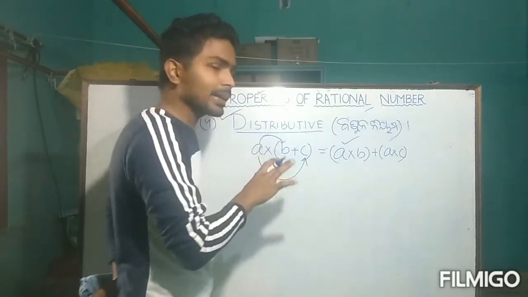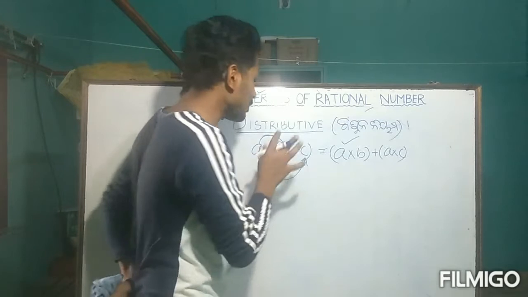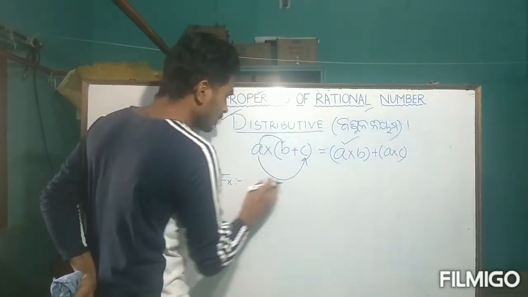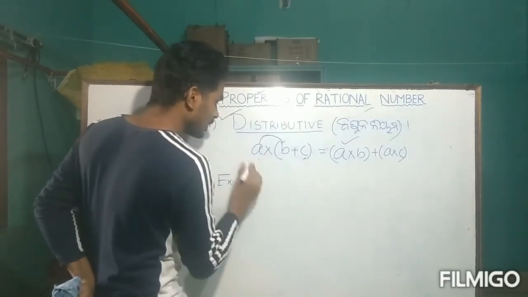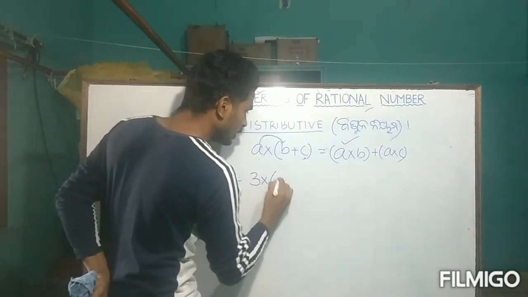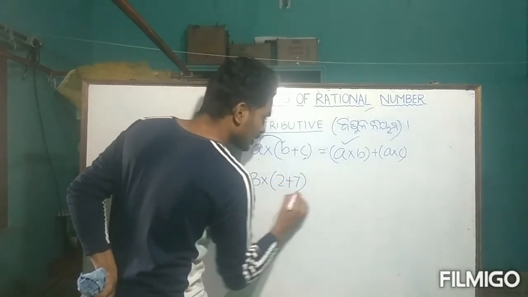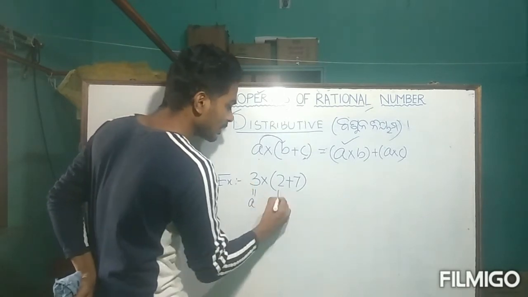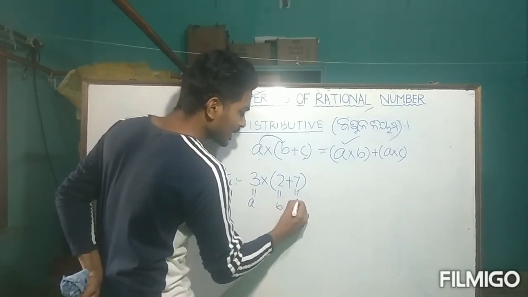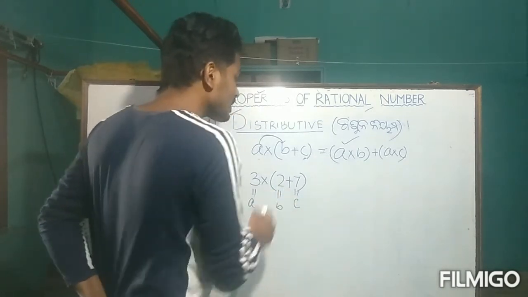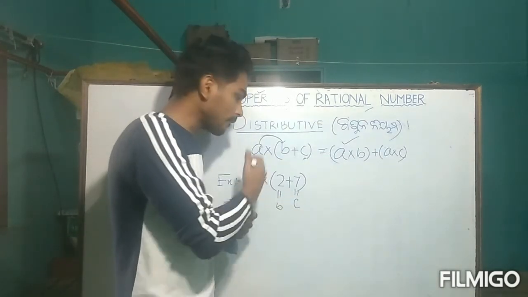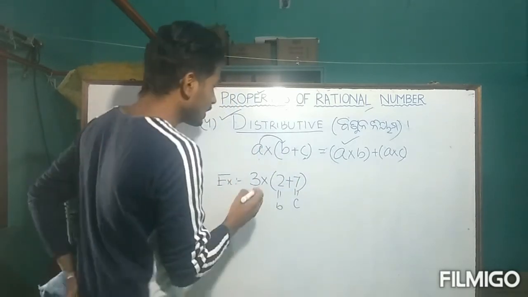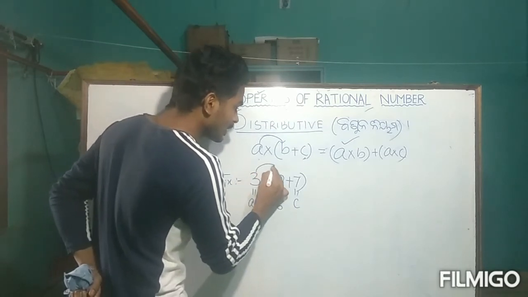So let us do some applications using this property. Suppose we have an example: 3 into the bracket of 2 plus 7. Here we can say 3 as a, 2 as b, 7 as c. Now we have to find their result using which property? Using the distributive property. How? First we do 3 into 2.